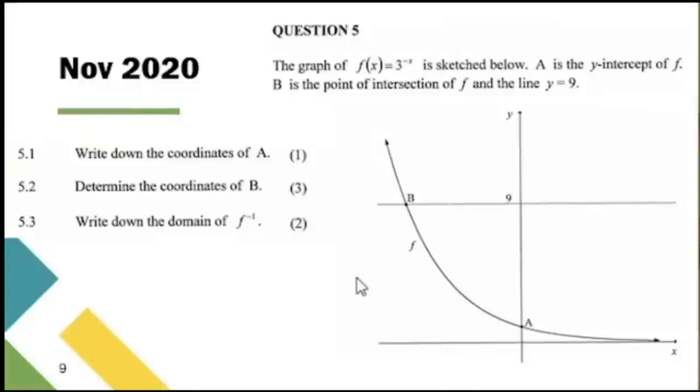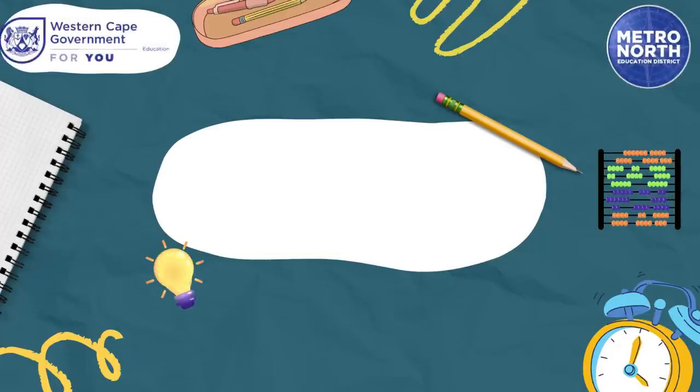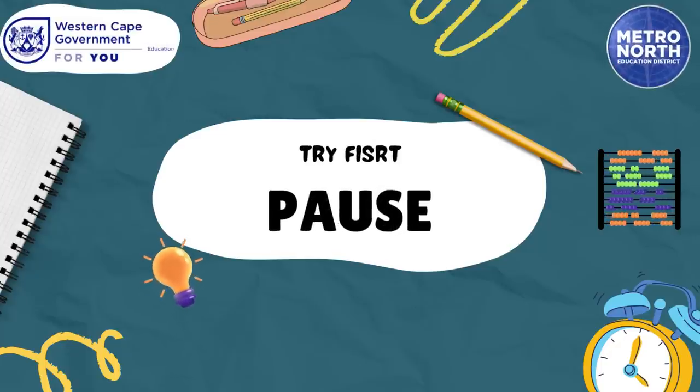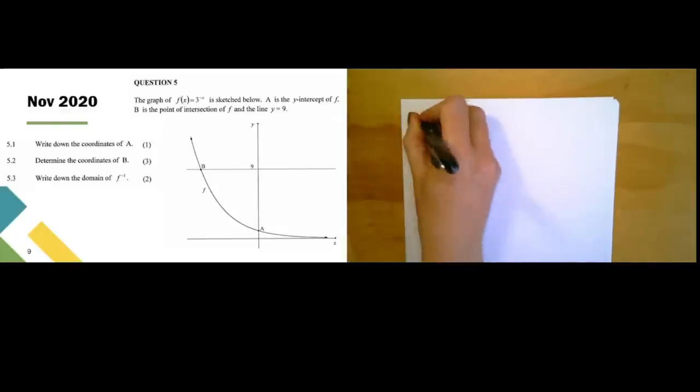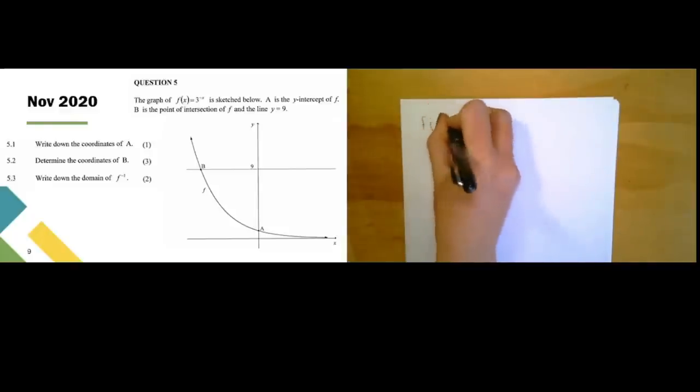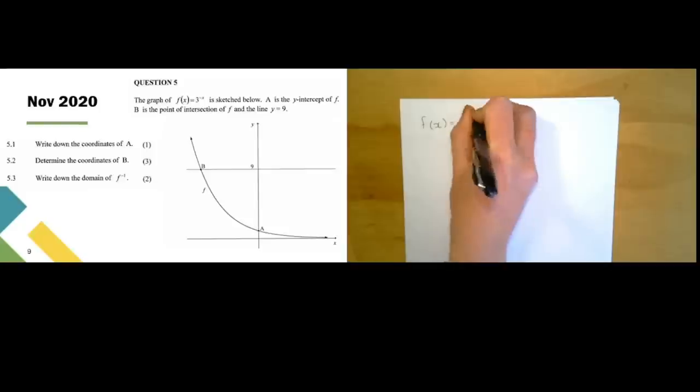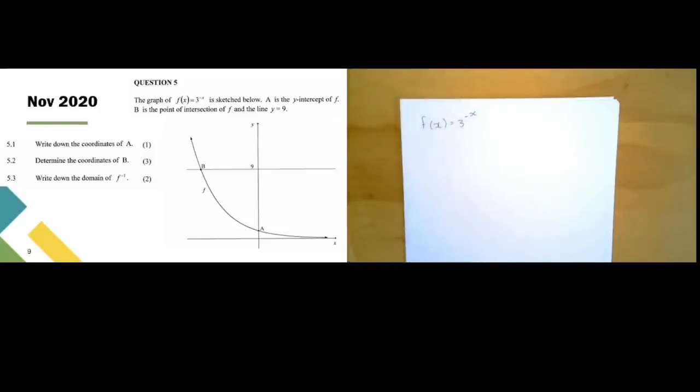If we go on to November 2020, question 5 this time. They've given me the graph of f(x) equals 3 to the power of negative x, sketched below. And they say A is the y-intercept of f, very important to read these instructions. B is a point on the intersection of f and lies on the line y equals 9.